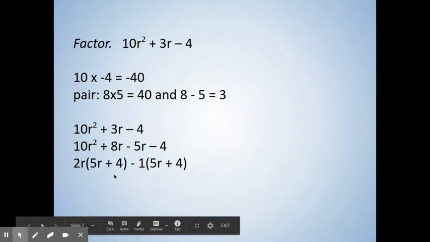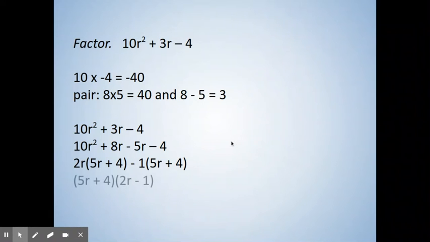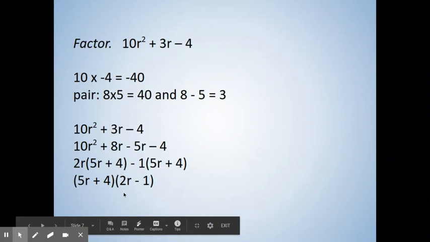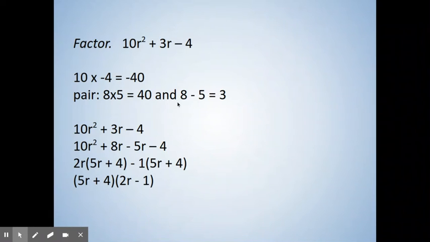That becomes our greatest common factor. So we take that out in front, and you are left with 2r minus 1 for your second parentheses. Now there's something I did here that you might have done differently. We figured out that the pair of numbers we want to use is a positive 5 and a positive 8 and a negative 5. And so I wrote 10r squared plus 8r minus 5r minus 4.